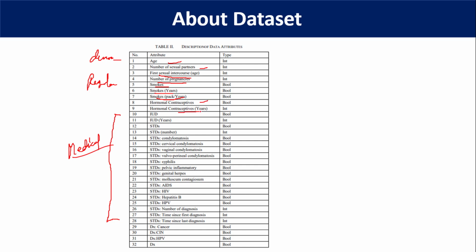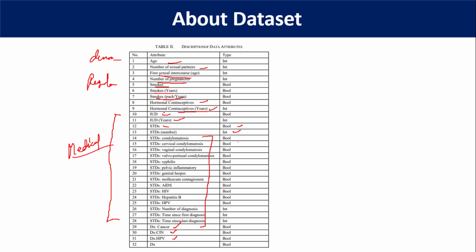Then hormonal contraceptives years. Then comes the IUD and IUD years. STD is sexually transmitted disease, so it is a Boolean variable: whether you have any sexually transmitted disease or not. This is the number of how many STDs you have. Then there are some specific STDs in terms of Boolean variables, so the patient has to answer whether they are suffering from such specific STDs or not. Then come other Boolean variables, whether they have suffered from cancer previously or not, CIN, HPV, and all that. Some of the terms I want to explain, because other features you will understand as they are obvious, but some medical features like IUD, CIN, and HPV you may not know about. These things I will tell you.